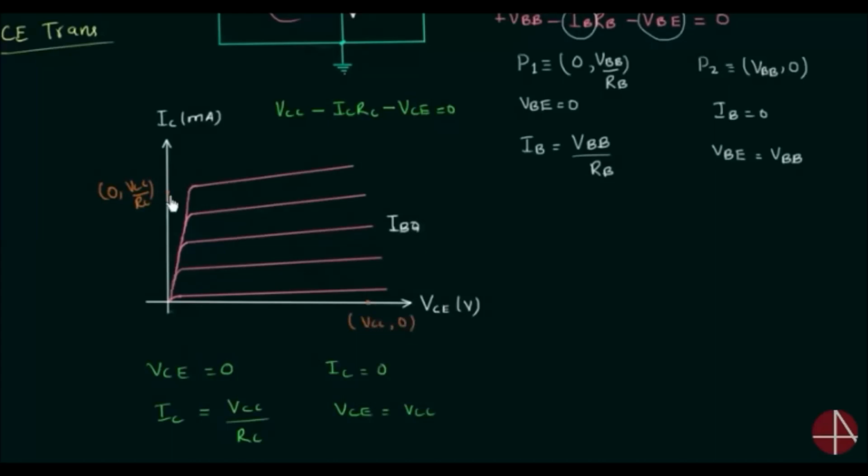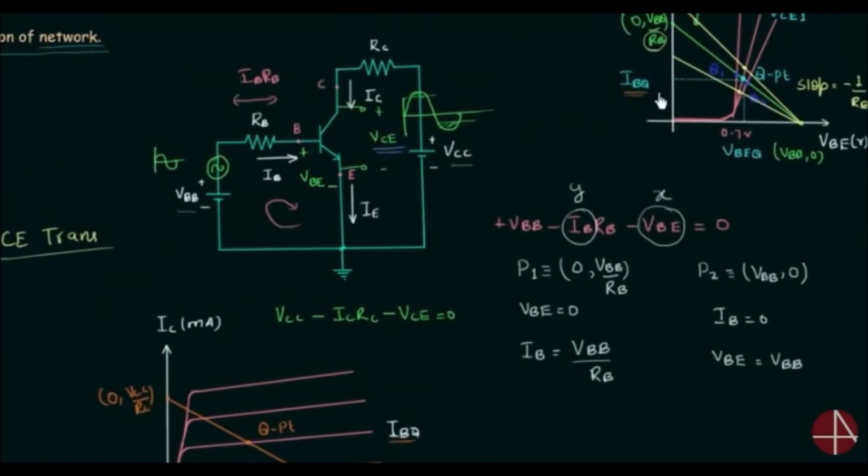Now I will join the 2 points, and the obtained line is the load line, and the point of intersection is the output operating point. I am considering this intersection point instead of the other intersection points because we have to consider the particular base current, and the base current is IBQ, which we obtained in the last step.